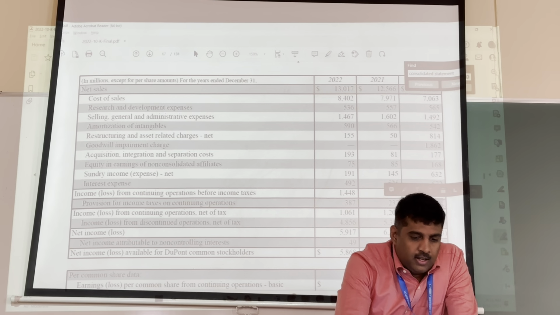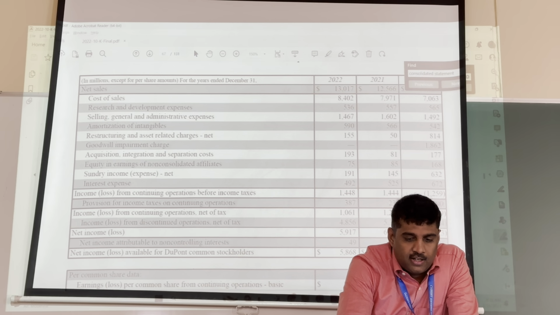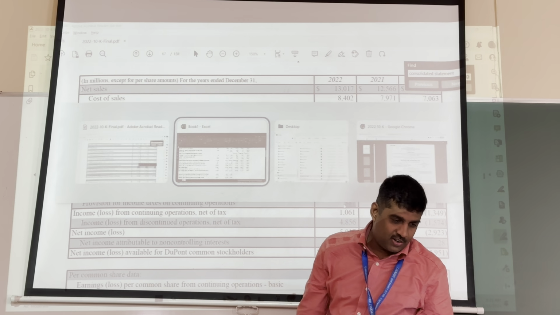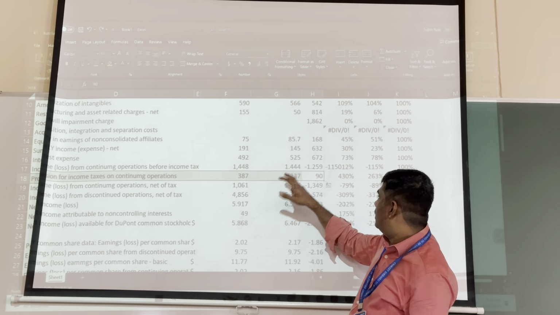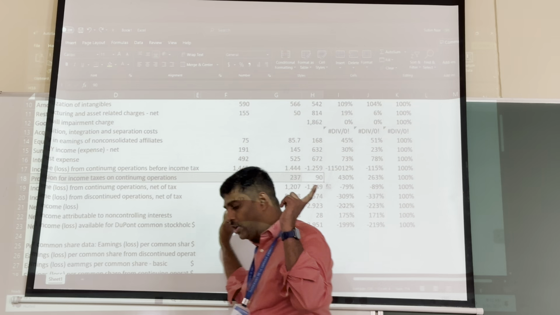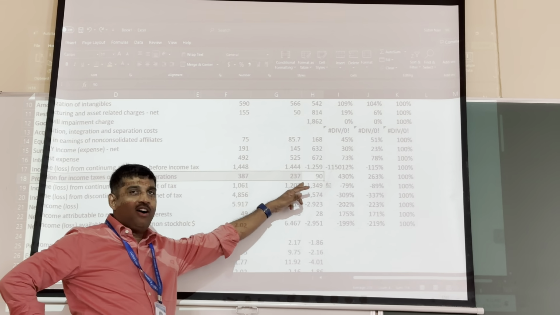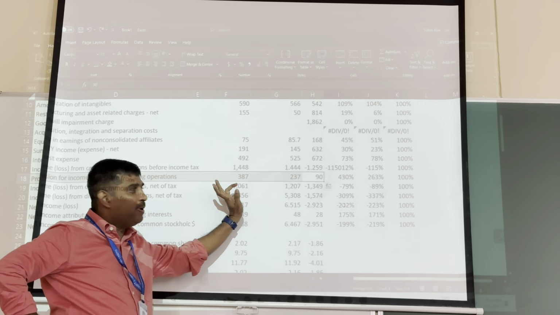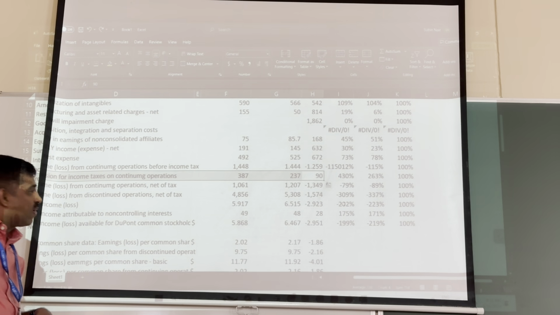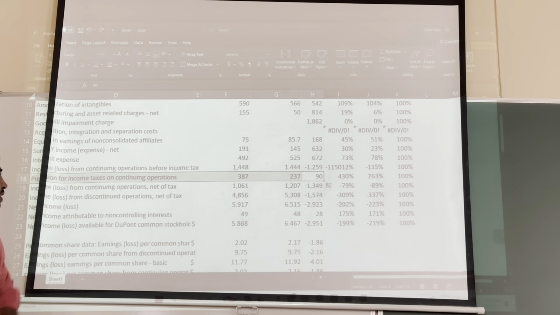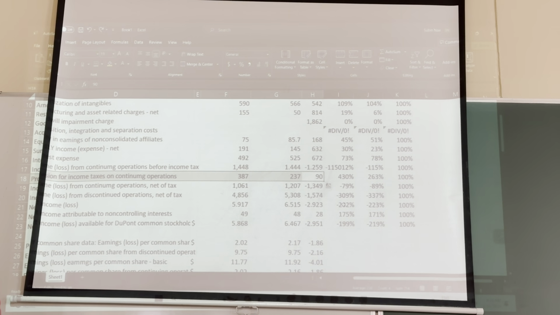What is this figure, guys? This is very, very interesting. This entire row, guys, please watch out. What is this figure? All these years, is it an expense? Provision for income taxes? Yes. It should be ideally an expense.